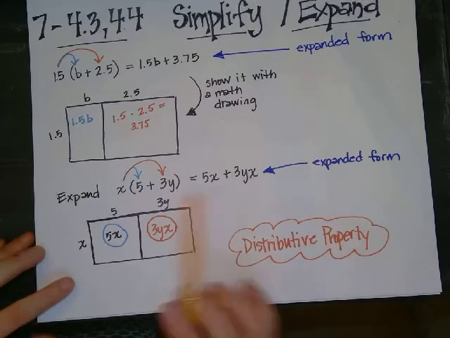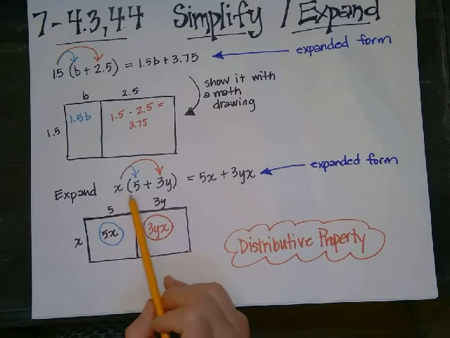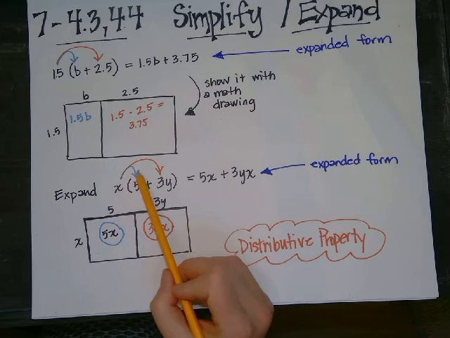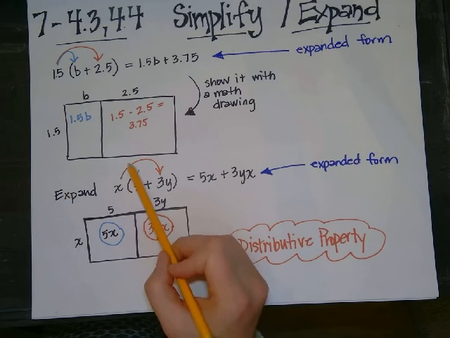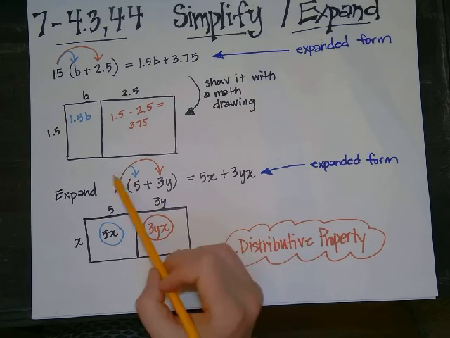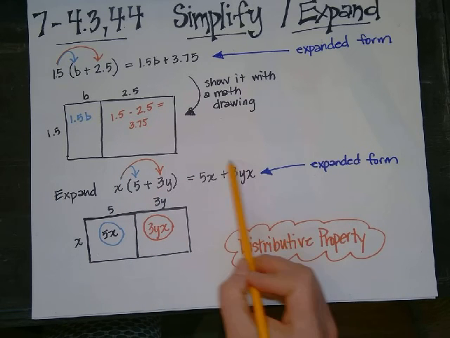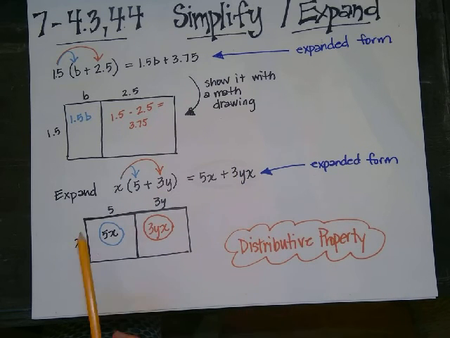All right, let's do one more example here. Here we have x times the quantity 5 plus 3y. And when we multiply it across using the distributive property, we get x times 5, or 5x, x times 3y, which is 3yx. So there's our expanded form.